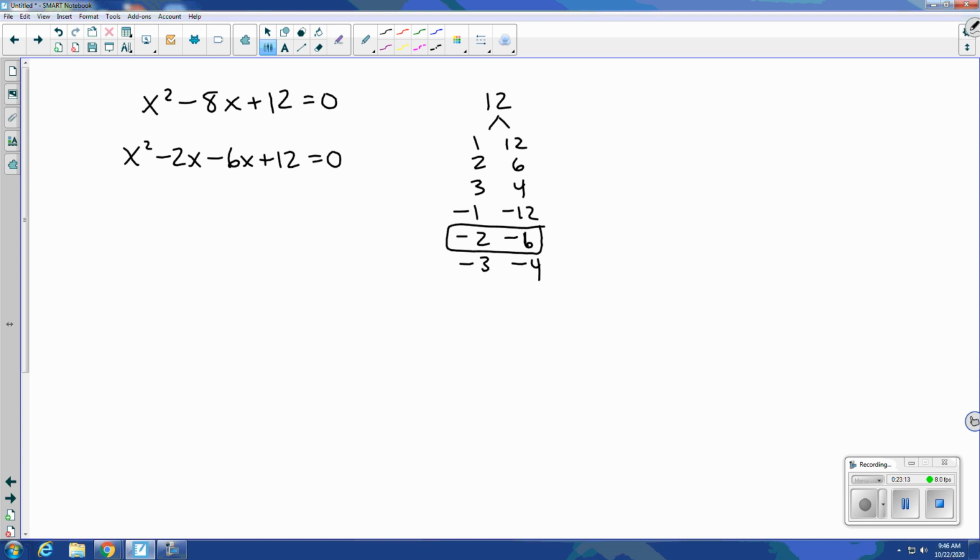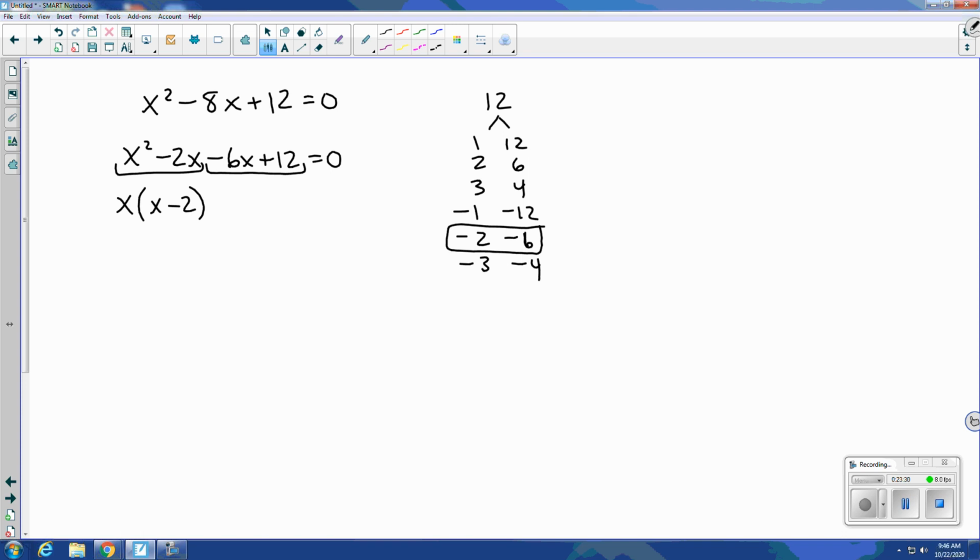Once we've split it, we're going to group. Group the first two terms, group the last two terms. Take a GCF out of the first two. I'm going to take out an x. That's the largest thing that goes into both. What's left over is what happens if I divide both those terms by x. We get x minus 2.